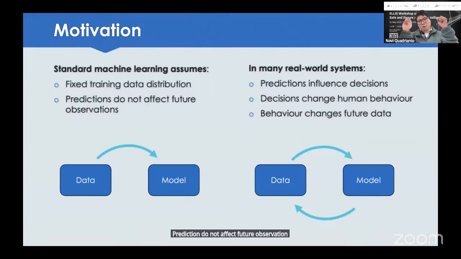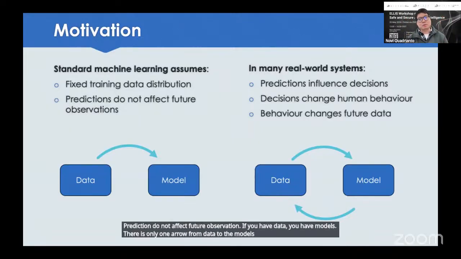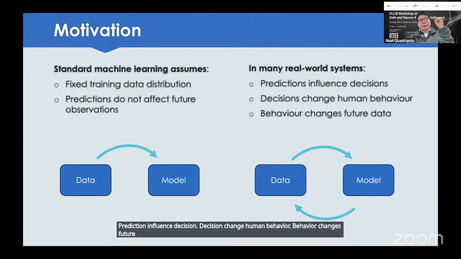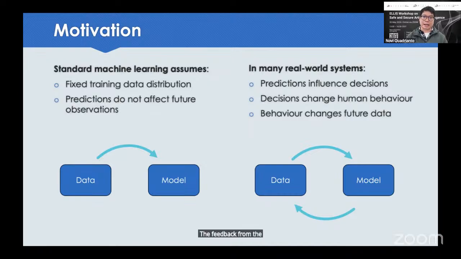If you have data and you have models, there is only one arrow from data to the models. But we already know, as elaborated in the previous presentations, that in many real-world systems, predictions influence decisions. Decisions change human behavior. Behavior changes future data. So between the data and the models, there is not only one loop, from the data to the models, we have another loop: the feedback from the models back to the data.